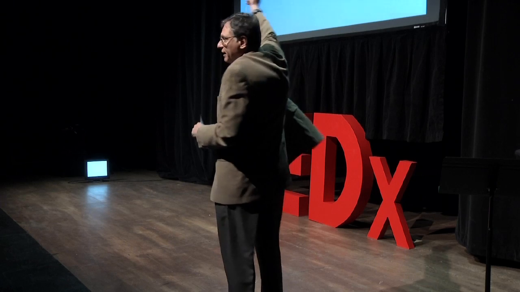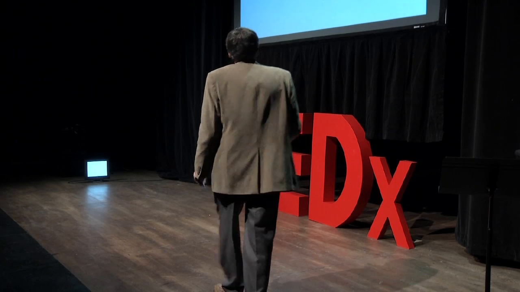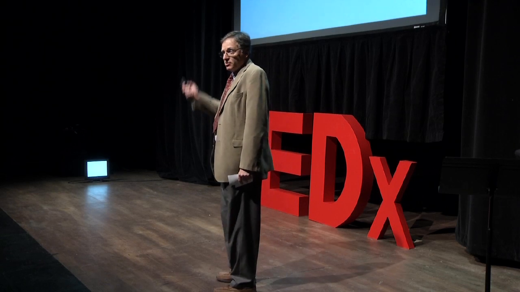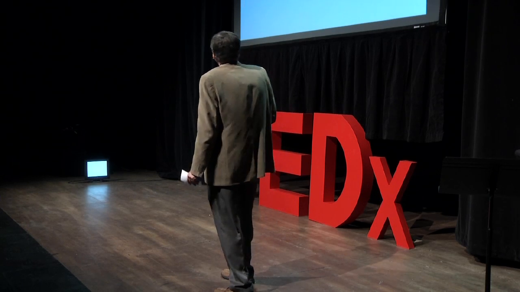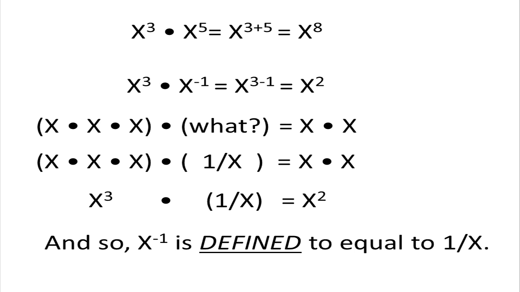Let me remind you of that thing I circled before. x cubed times x to the fifth. You add the exponents, and you get x to the 8th. So let's look at x cubed times the unknown thing, x to the minus 1. It better be, if the formula works, if the pattern is similar, x to the 3 minus 1, or x squared. That is x times x times x times something. The something is the x inverse.